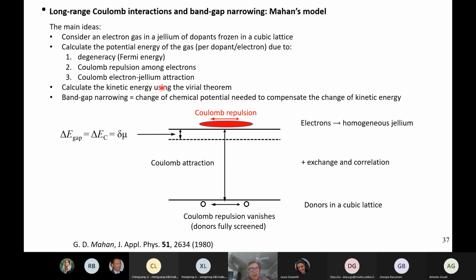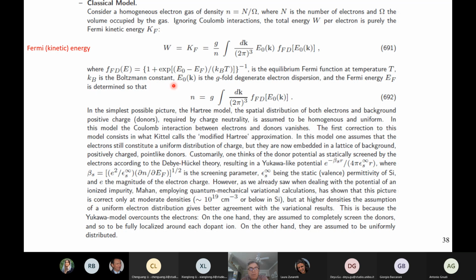Having calculated this change in the kinetic energy, since the electrons have to be described by the Fermi-Dirac distribution, a change in the chemical potential has to be compensated by a shift of the conduction band. And this will be our band gap narrowing. So this is the strategy that Mahan followed, and I will outline it before. I don't think I need to go through this calculation before.